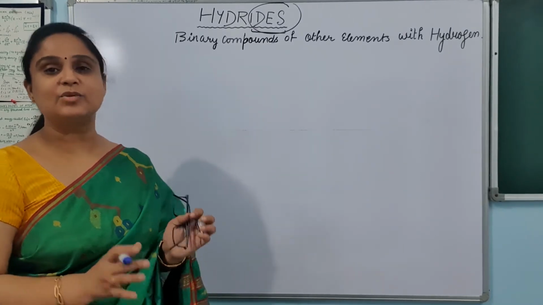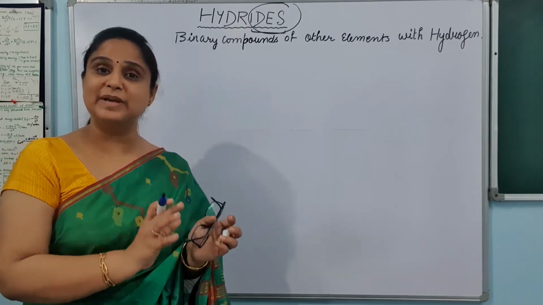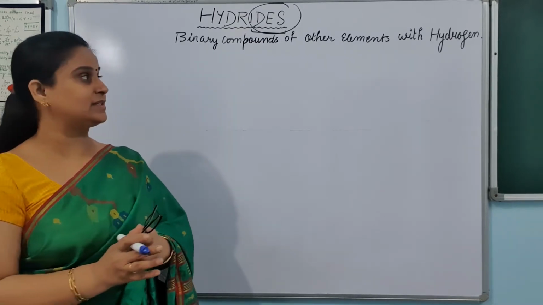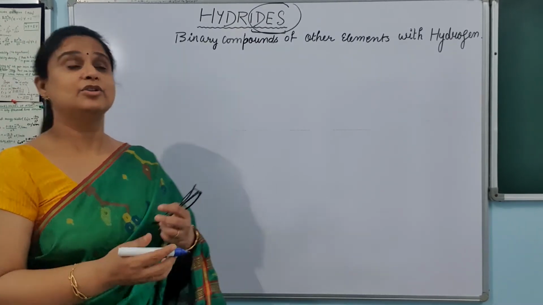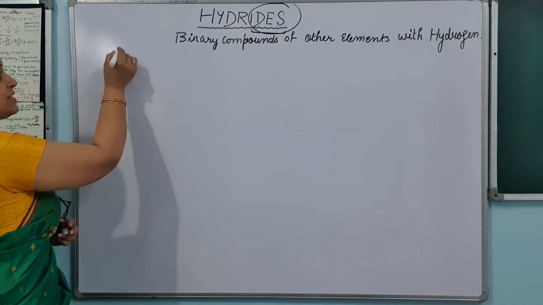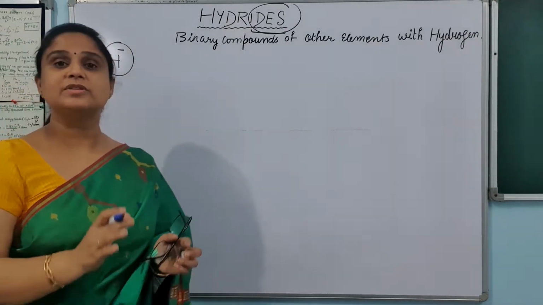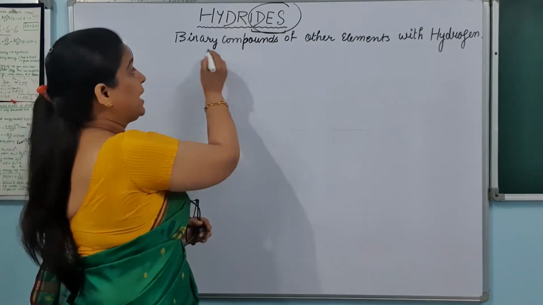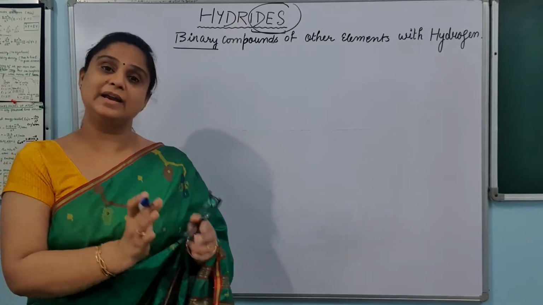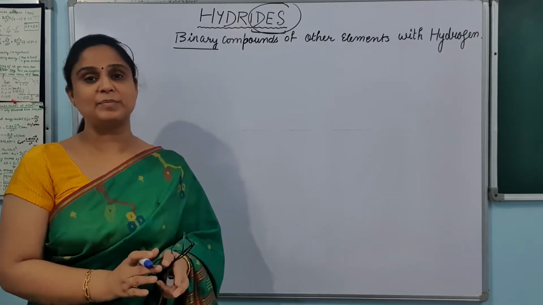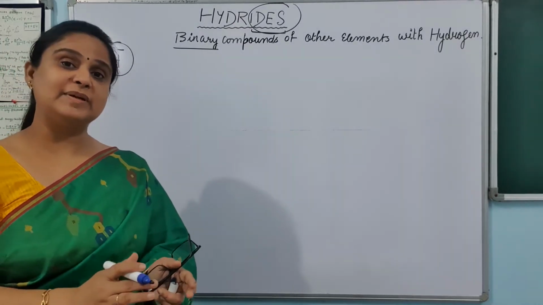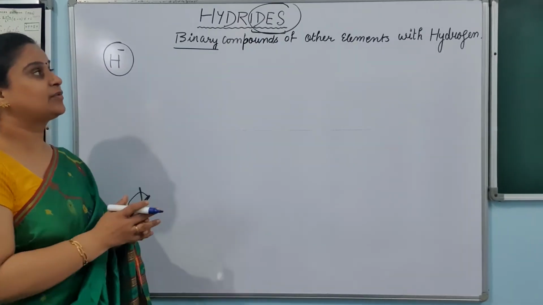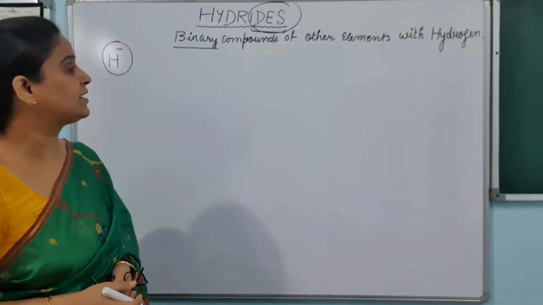But here, hydride is a common term given for the compounds made by the elements with hydrogen. So don't get confused: you will not always see hydrogen in the hydride form here. These compounds are binary compounds, meaning only hydrogen and that element will be there. These binary compounds made by other elements with hydrogen are called hydrides. These hydrides are very important compounds, and we have divided them into three categories.